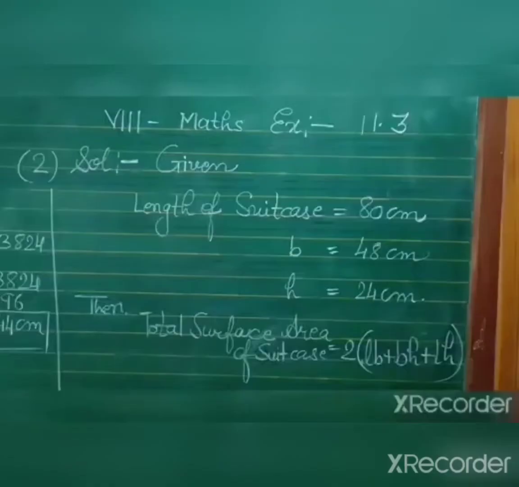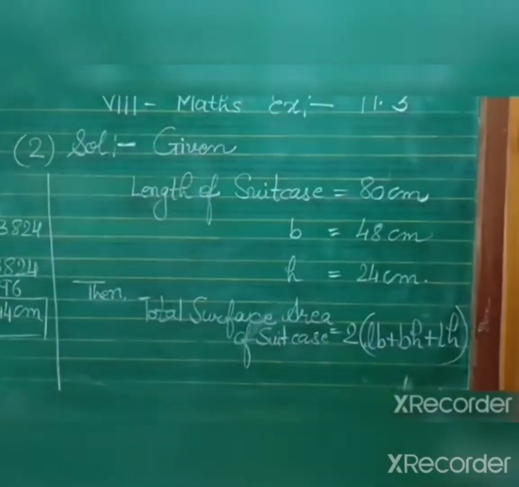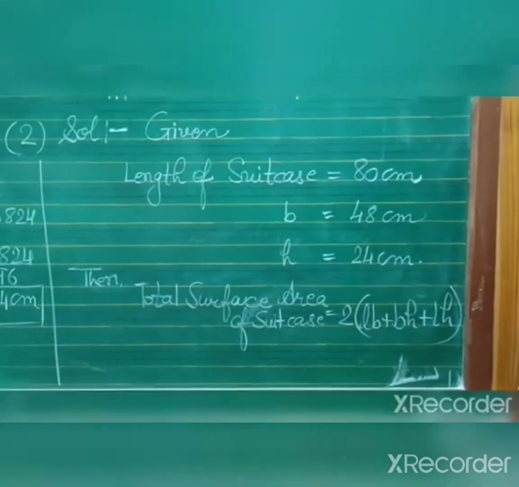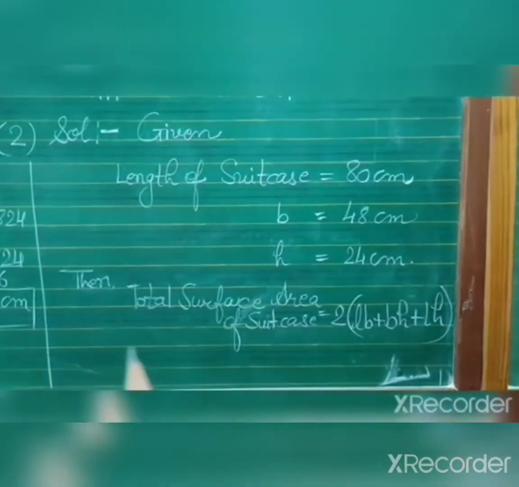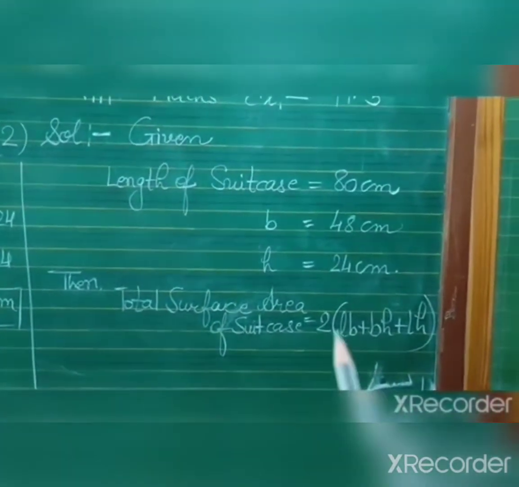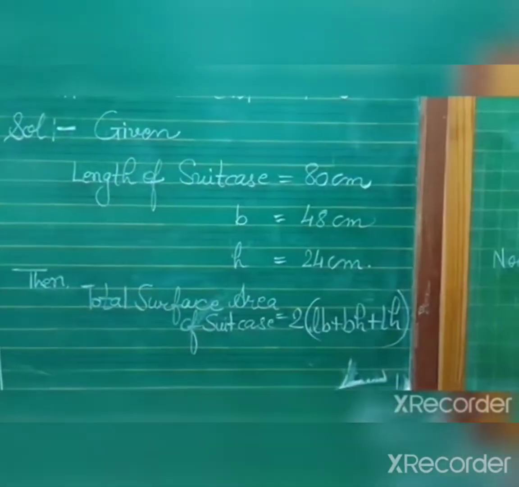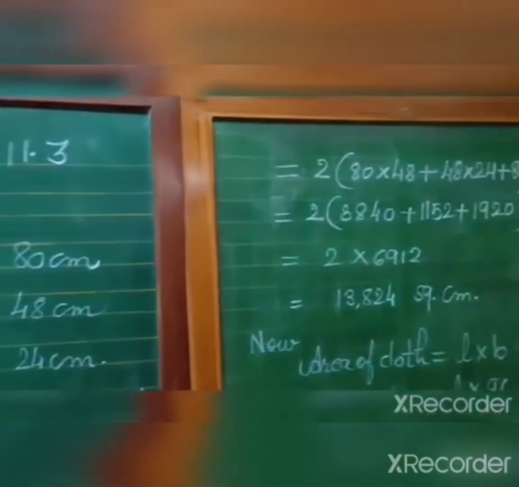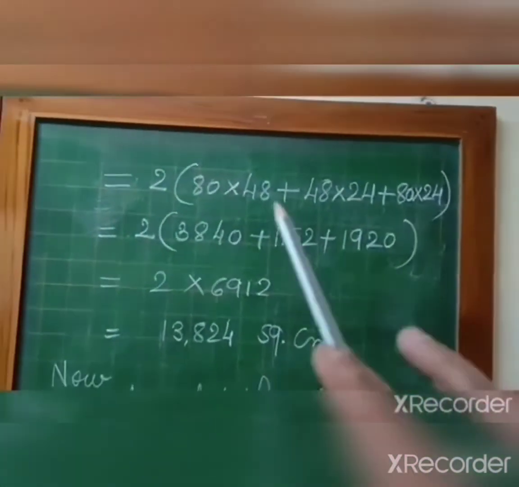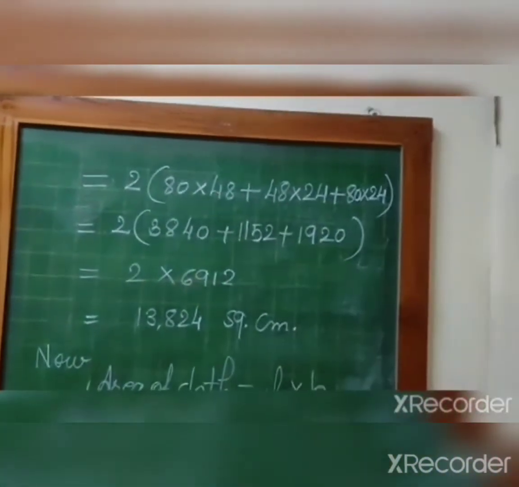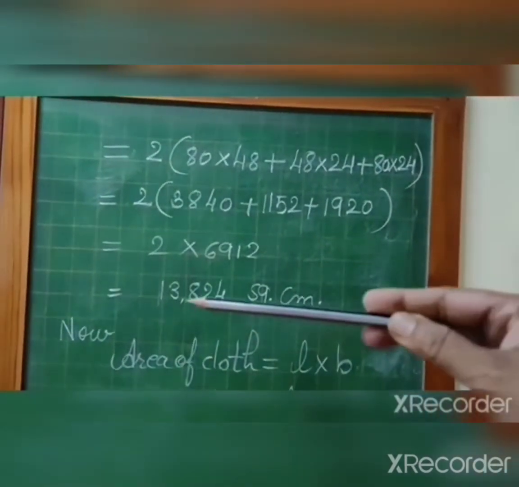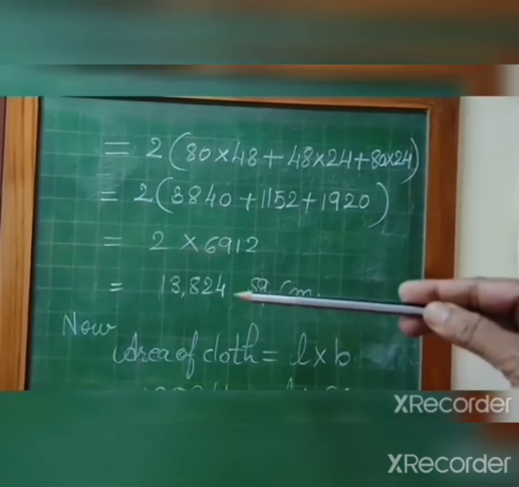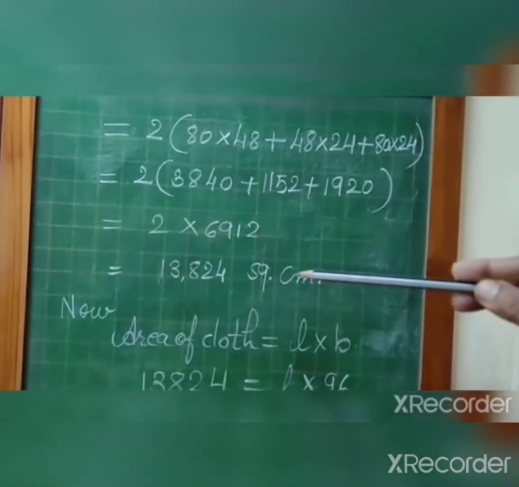So let us start. Now see, in the second question, given length of suitcase 80 centimeter, breadth 48 centimeter, height 24 centimeter. Then total surface area of suitcase is equal to 2 times the formula. When you put the values in the formula, you get 80 into 48 plus 48 into 24 plus 80 into 24, and when you calculate, you will get 13,824 square centimeter, you can see.